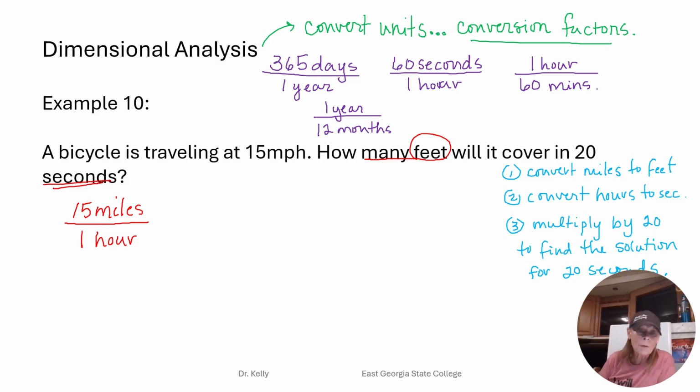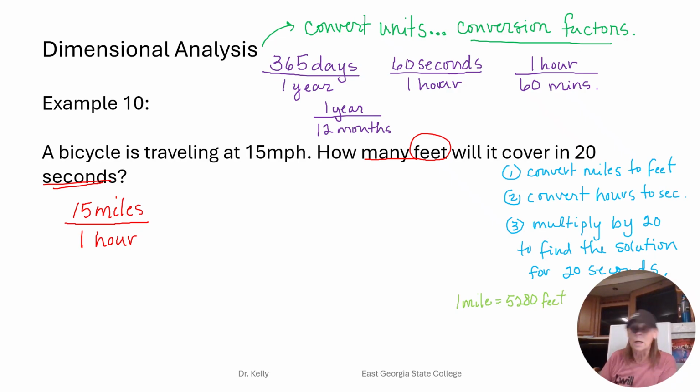I'm also going to write down my conversion factors that I'm going to need to use. And this is not something I expect for you to just walk around and know, but 1 mile is equal to 5,280 feet. Okay?